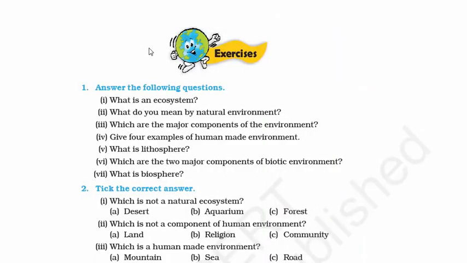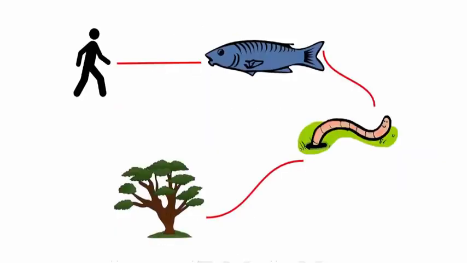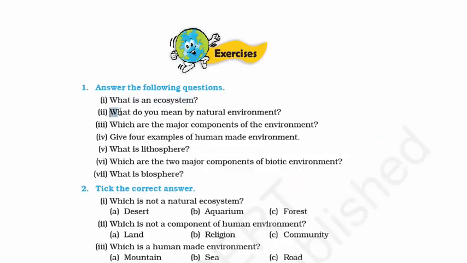With this, we have come to an end of the first chapter. Let us answer some questions. First question, what is an ecosystem? So ecosystem is nothing but an environment wherein organisms are dependent on each other. Second question, what do you mean by natural environment? Natural environment are those which have been created on their own. There is no involvement of humans whatsoever, like landmass, river, ocean, mountains, etc.